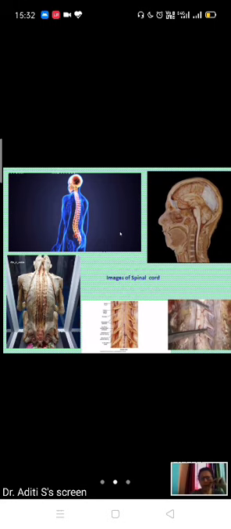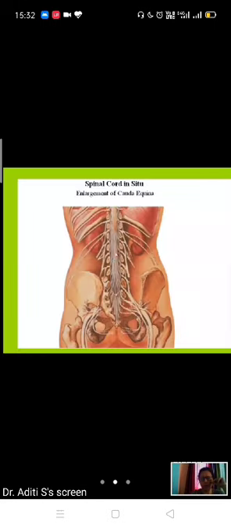Here you see, what is this part called? And what is this part? This is the cauda equina, in the lumbar to upper sacral region. Here in the sacral region, this is called the cauda equina.